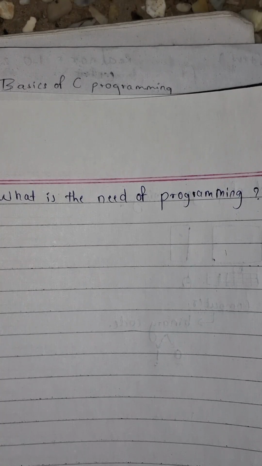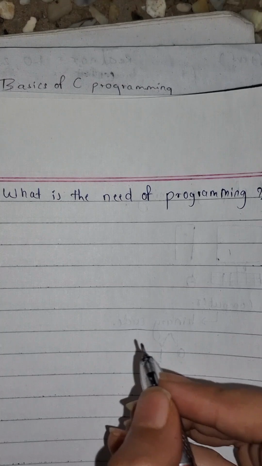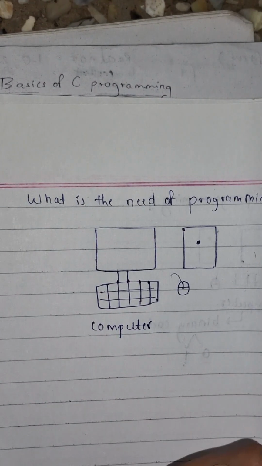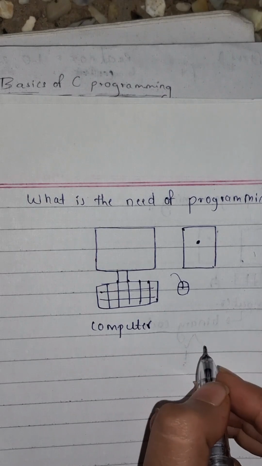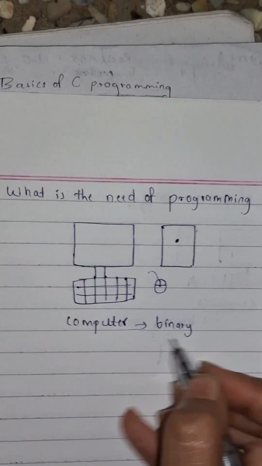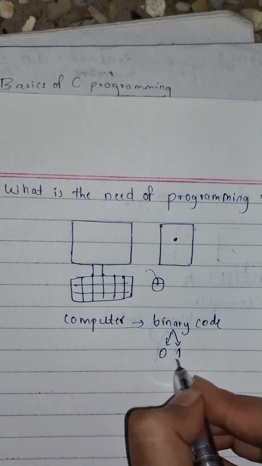Everyone, today we are going to discuss the basics of C programming. Before jumping into the topic, first we will learn what programming is and what the need of programming is. As you all know, a computer cannot understand our languages like English, Kannada and Hindi. It can only understand binary language, binary code, which is in the form of zeros and ones.